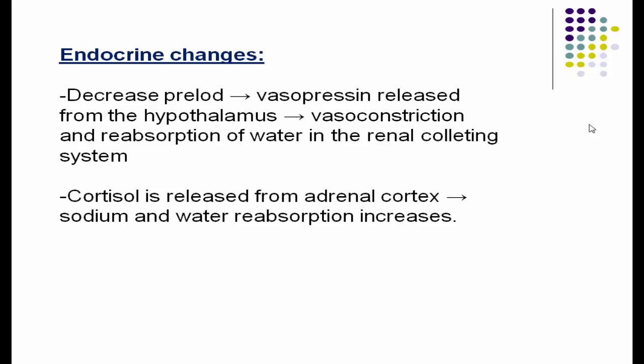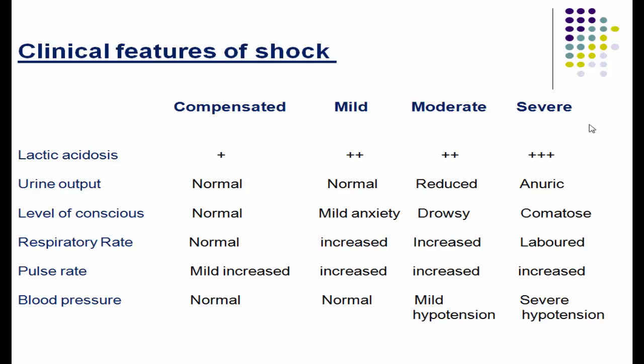Now the endocrine changes. Decrease preload, vasopressin released from the hypothalamus, vasoconstriction and reabsorption of water in the renal collecting system. Cortisol is released from the adrenal cortex. Sodium and water reabsorption increases. Now you can see clinical feature of shock. This is a list of the clinical picture of different types of shock.